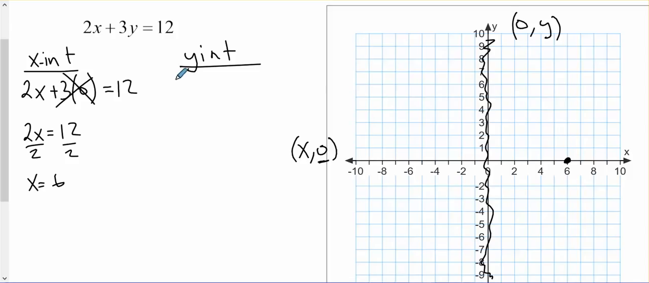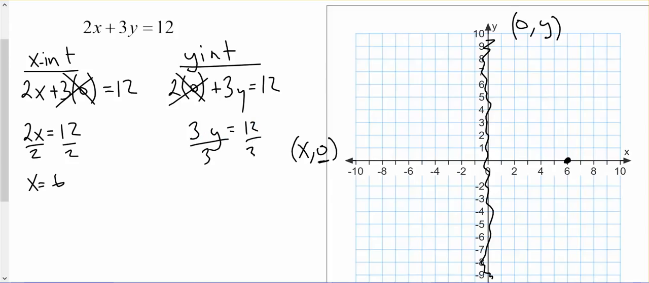So what are we going to do? We're going to rewrite this equation, but instead of writing an x, we're going to put in a 0. So plus 3y equals 12. What's that do? That gets rid of this term, because anything times 0 is 0. And we're left with 3y equals 12. So what would we do next? Divide by 3, and we have our y-intercept is at 4. 12 divided by 3 is 4. So we can put a point at 4. And that's our y-intercept.